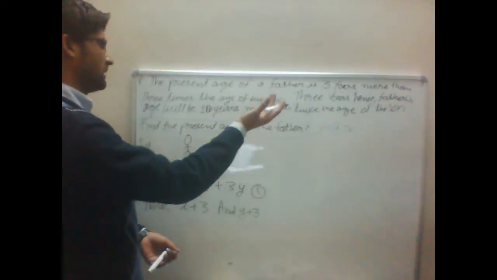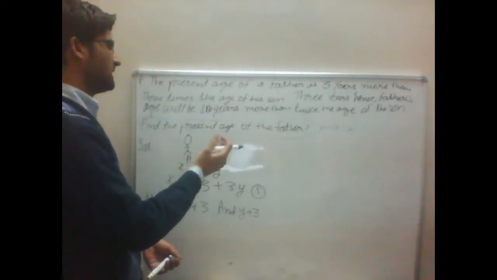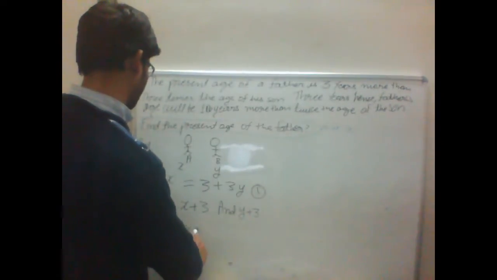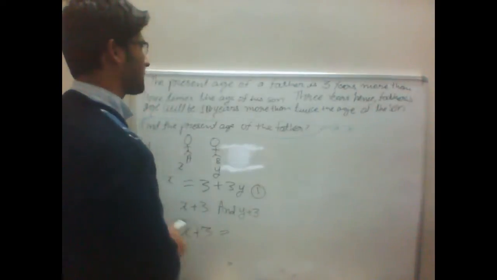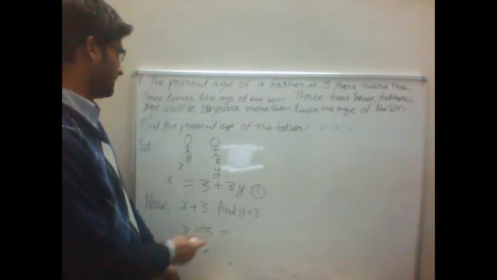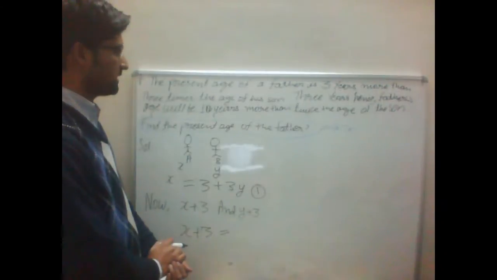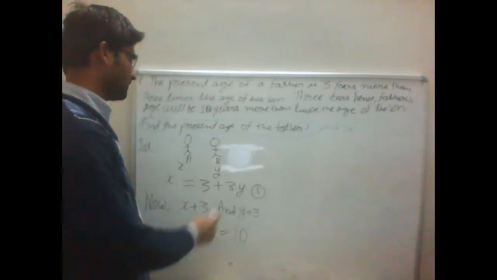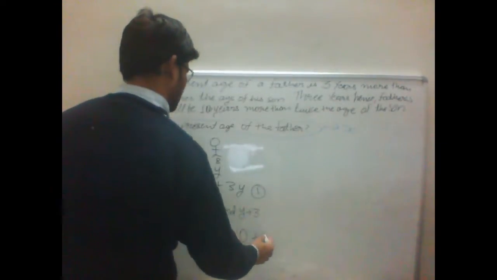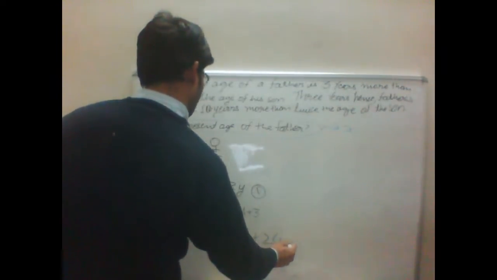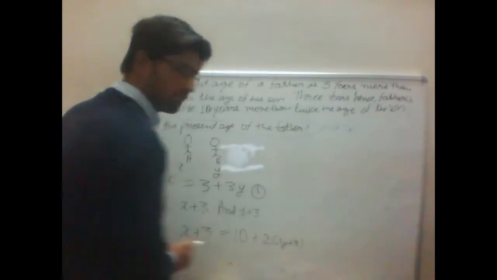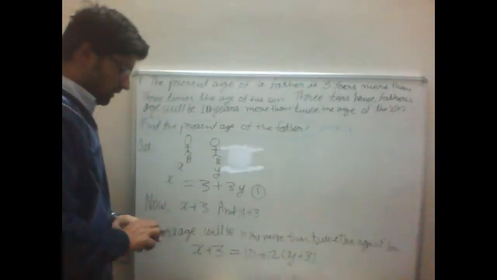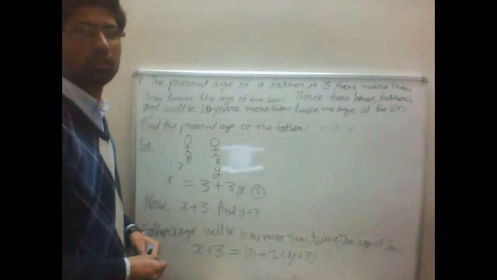Cool. So 3 years hence, father's age will be 10 years more than twice the age of the son. Father's age is x plus 3, no problem, will be equal to 10 years more than twice the age of the son. Are you getting it? Let me write it down for you. Let me explain one more time.